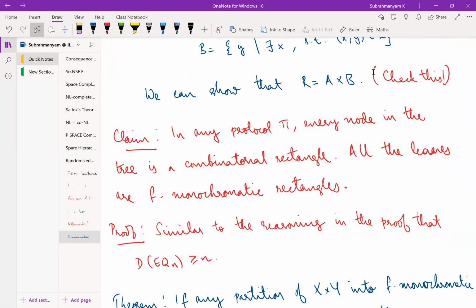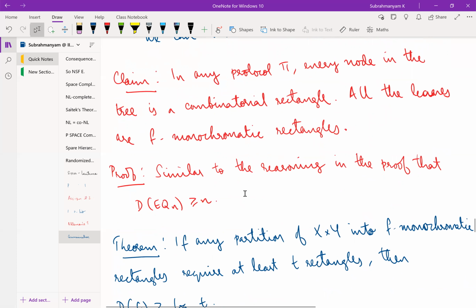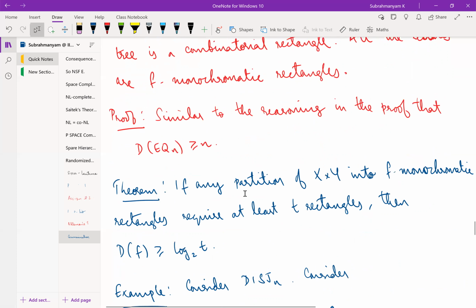So when I say monochromatic, it means monochromatic as per F. The F computes the same value. Again, this proof is similar to that. You can read up and try to follow. So now this gives us a way to lower bound the communication complexity.